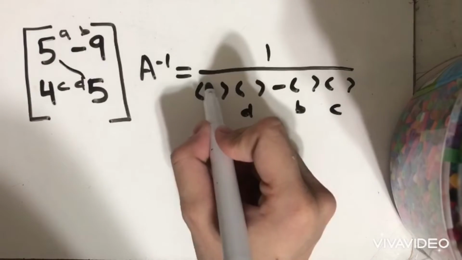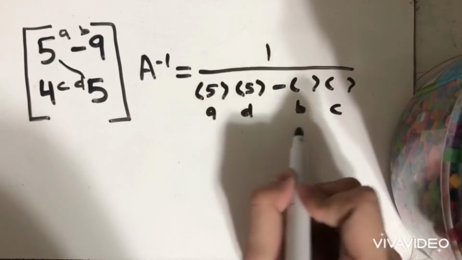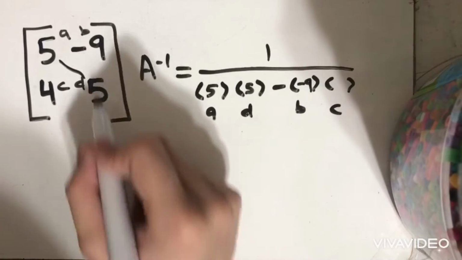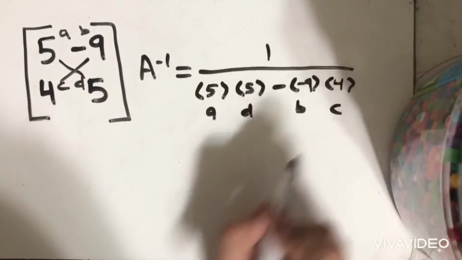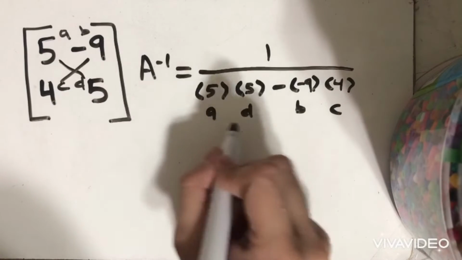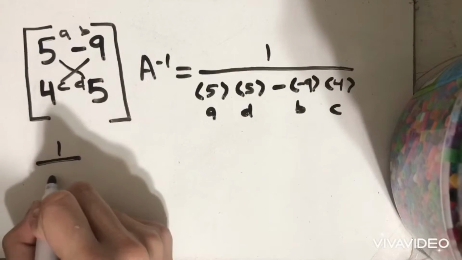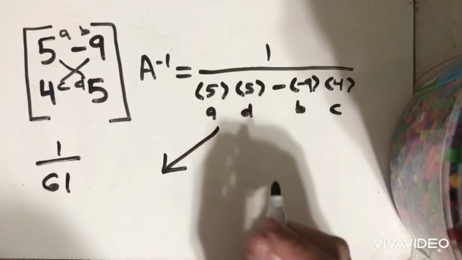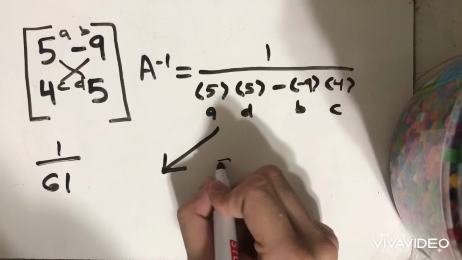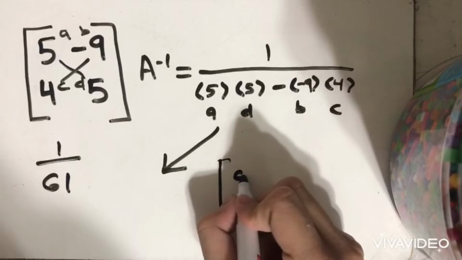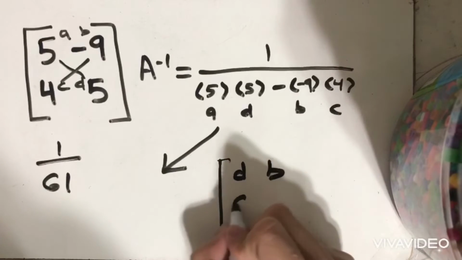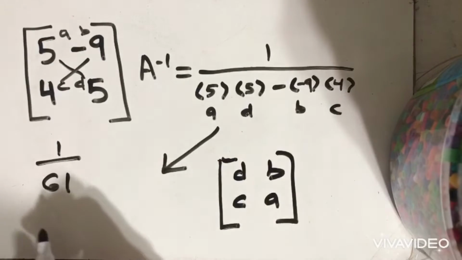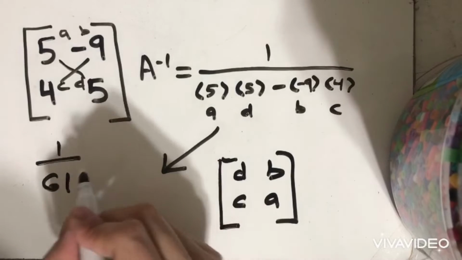And looking to your left, you're just going to cross multiply. So A is 5, D is 5, B is -9, C is 4. And when you're done, you're going to type it in a calculator and you get 1/61. And then I'm going to write down the formula so it's easy for you to refer to. You're going to follow that formula and write it down on the side.